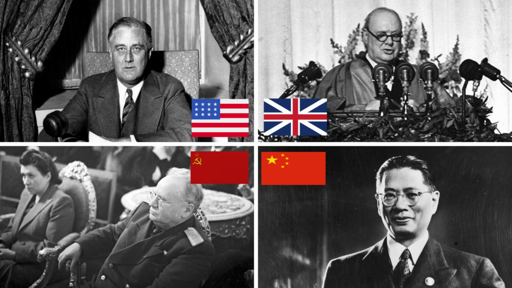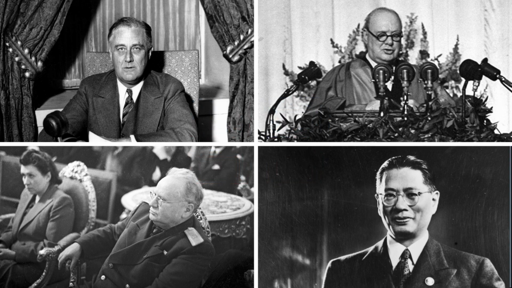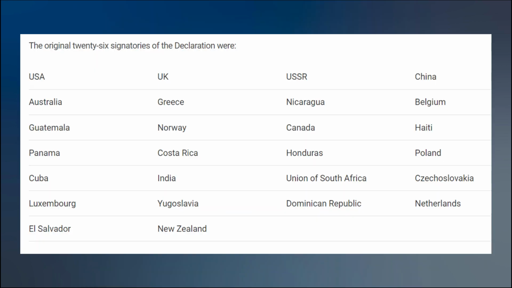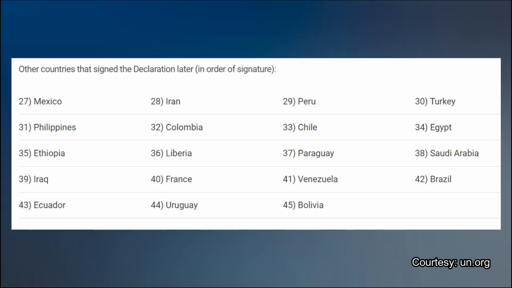President Roosevelt of the US, Prime Minister Churchill of the UK, Maxim Litvinov of the USSR, and TV Soong of China signed a short document which later came to be known as the United Nations Declaration. Three years later, 26 signatories were added to the declaration, followed by 19 countries later, including the Philippines.